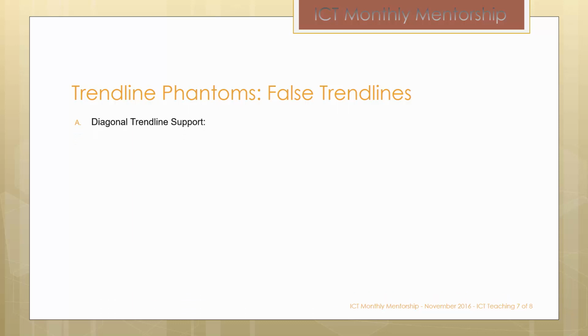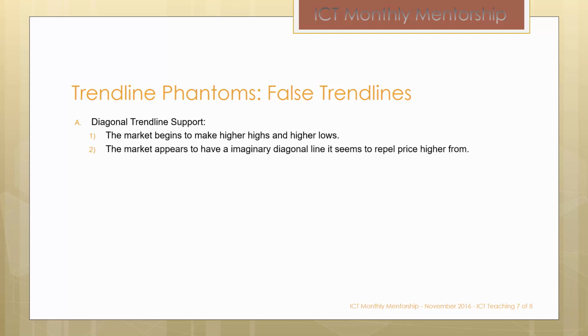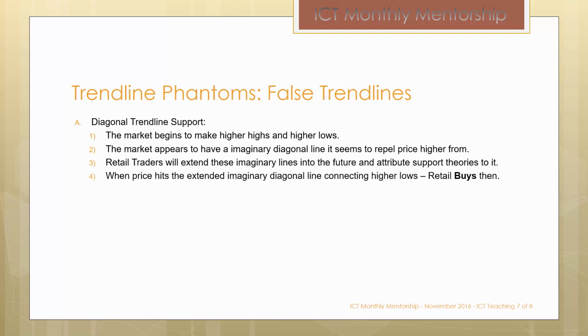The first is going to be diagonal trendline support. The priming is done by way of seeing the market begin to make higher highs and higher lows. The market appears to have an imaginary diagonal line it seems to repel price higher from. Retail traders will extend these imaginary lines into the future and attribute support theories to it. When price hits the extended imaginary diagonal line connecting higher lows, retail traders buy it then.